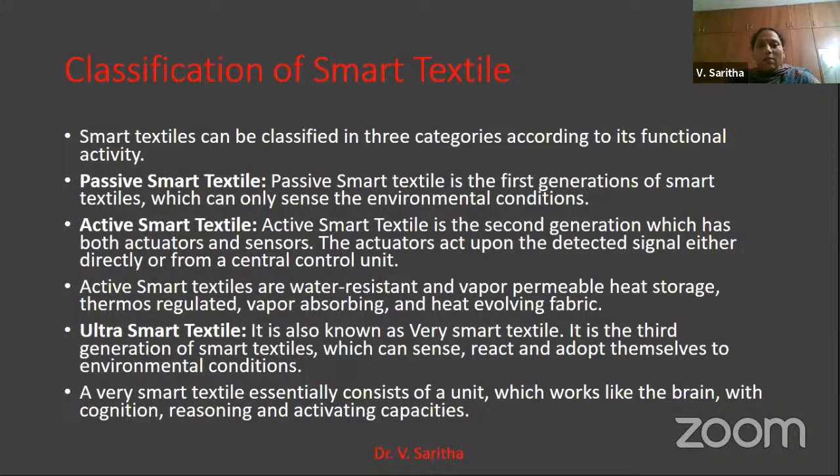Then active smart textile. Active smart textile is a second generation which has both actuators and sensors actually. So the actuators act upon the detected signal either directly or from a central control unit. So what is happening actually? The actuators are not present in the passive smart textiles. So they are only sensing.